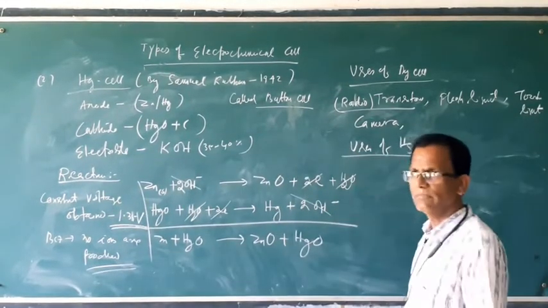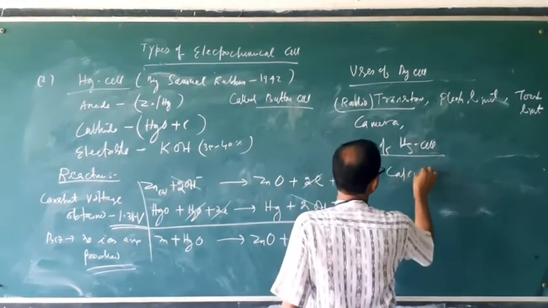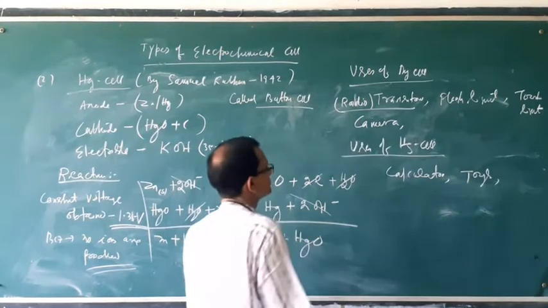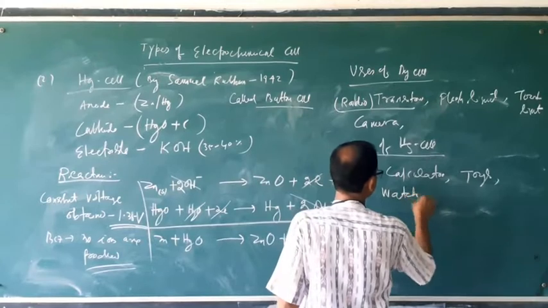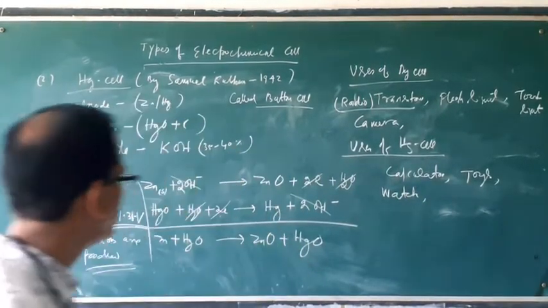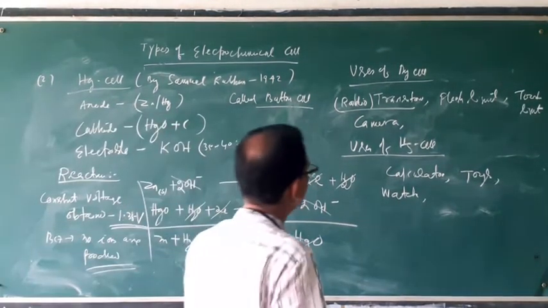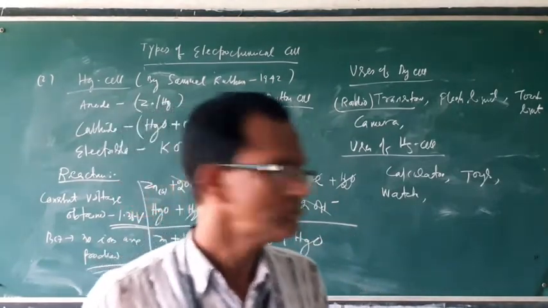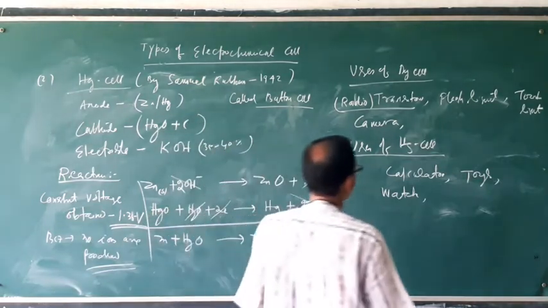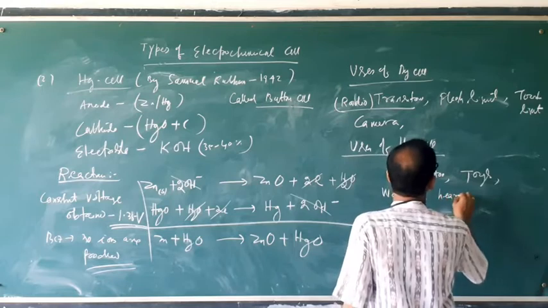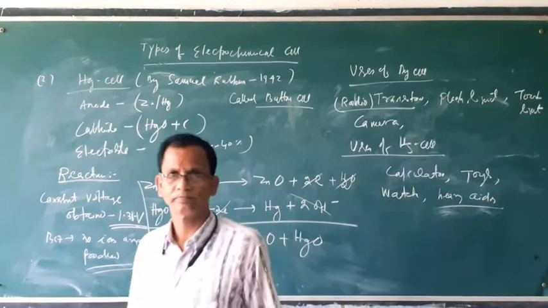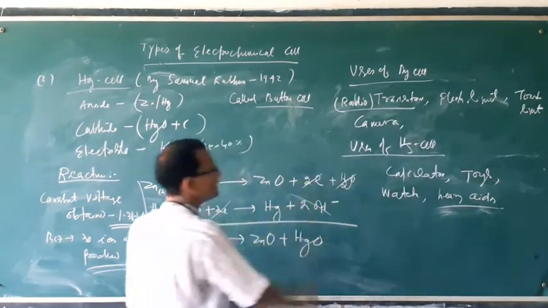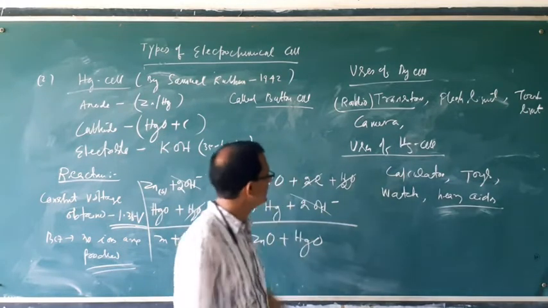Mercury cell, already known, is used for calculator, toys, watch, hand watch. So in different types of devices, different types of instruments, it is used hugely. Okay. Another use of the mercury cell is in hearing aids. Hearing aids also work with these cells, because it maintains constant voltage. That's why we have to use this one. This is regarding primary cell.